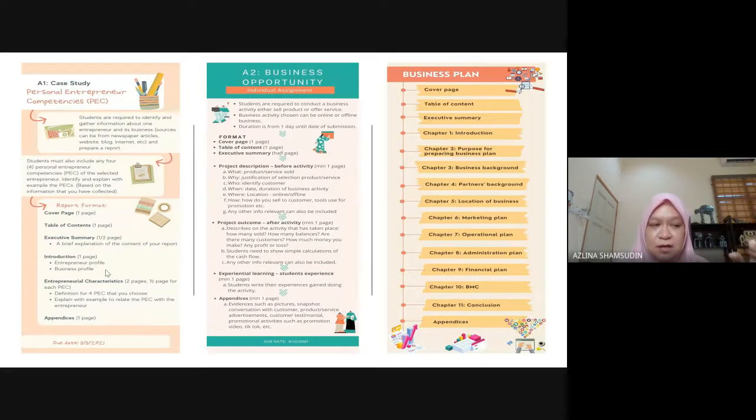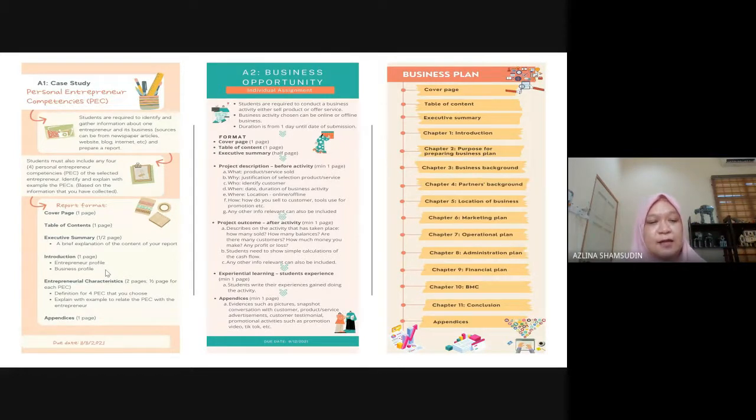First you choose the PEC, contohnya risk taker. So what does it mean by risk taker? So you explain risk taker tu apa, according to the slide. After you explain that, then you give the example of why you think the entrepreneur you choose is a risk taker. So bagilah contoh dia apa. And then you buat pula untuk the second PEC, the definition for that PEC, and then relate it with the entrepreneur that you choose, sampailah PEC yang number 4.